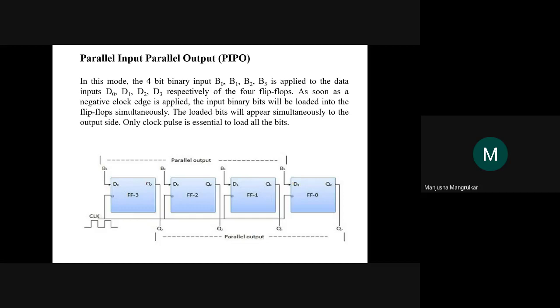As soon as the negative clock edge comes, right? It is applied. The input binary data is loaded into the flip-flops simultaneously, and the loaded bits will appear simultaneously at the output side. Only the clock pulse is essential to load all the bits. There is nothing else. And this is a very fast data transfer register. This type of mode is parallel in and parallel out, right?